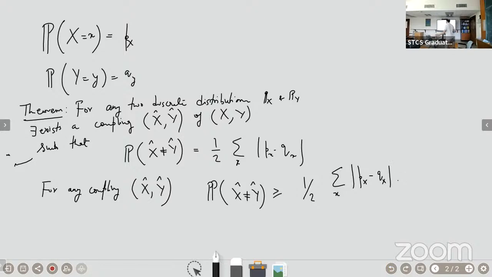Everybody try to prove this. It's a bold claim. The first one is not very bold. So there exists such a coupling, but the second claim is kind of bold: no matter how you come up with the coupling, the probability that x hat is not equal to y hat is greater than or equal to the same quantity above. So that's why this is called maximal coupling. The coupling we are going to demonstrate to get equality will be called maximal coupling.